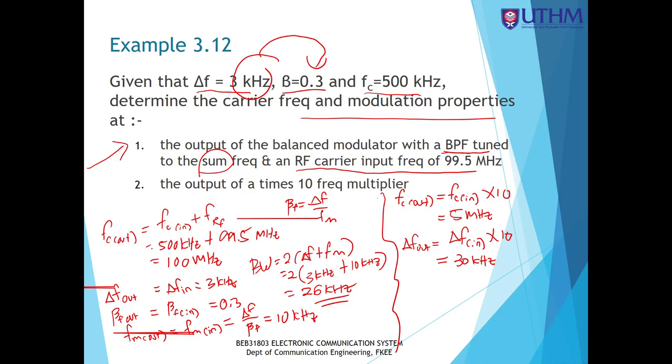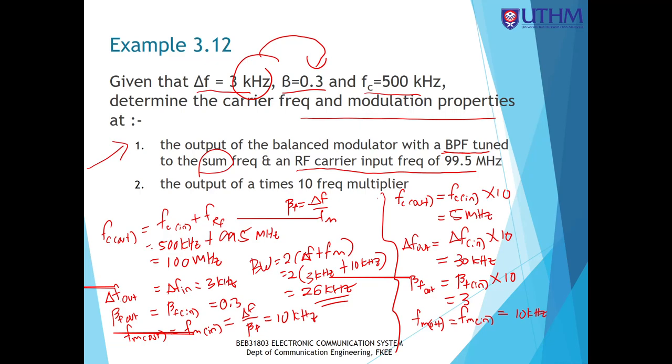Okay. And then we can find beta F out. Beta F out is equal to beta F in multiplied with 10, so this becomes 3. Okay, FM out is equal to FM in, which is equal to 10 kilohertz. Same. Okay, and then what?